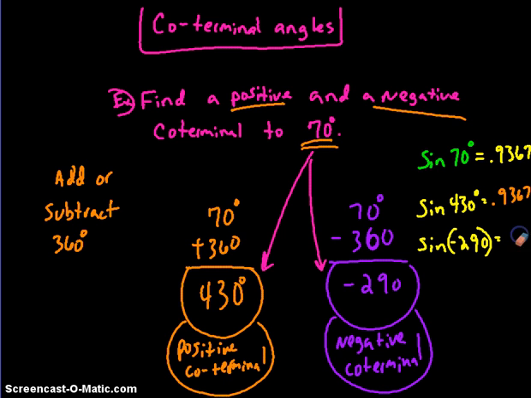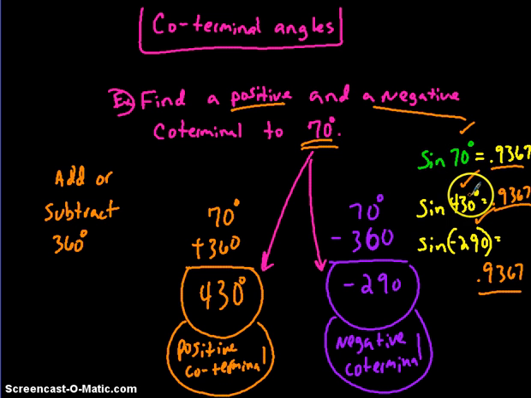This didn't really come on there very well, so put it down here, 0.9367. So basically you get the exact same output. So I can plug in sine of 70, sine of 430, sine of negative 290, and I get the exact same output every time. Meaning that each of those angles are equal to each other. Each of those angles are coterminal to each other.